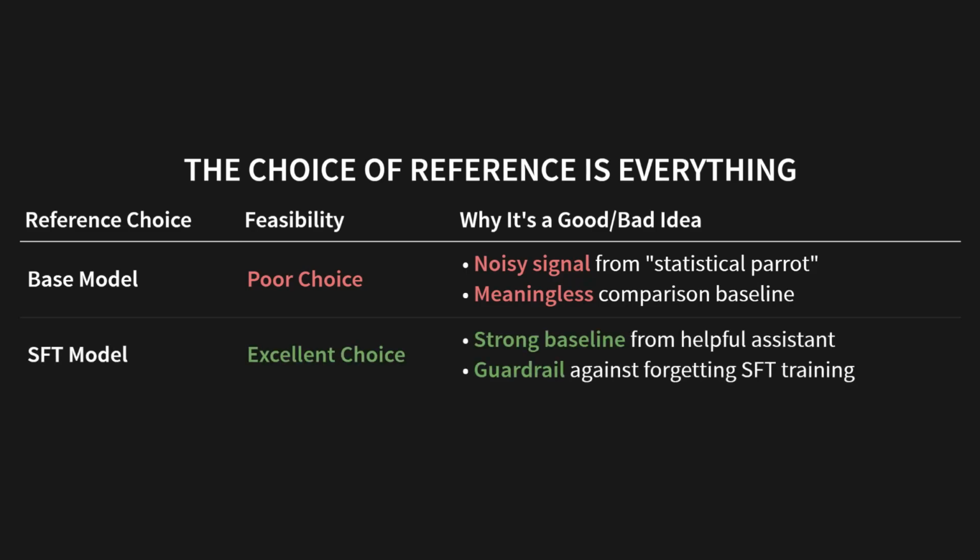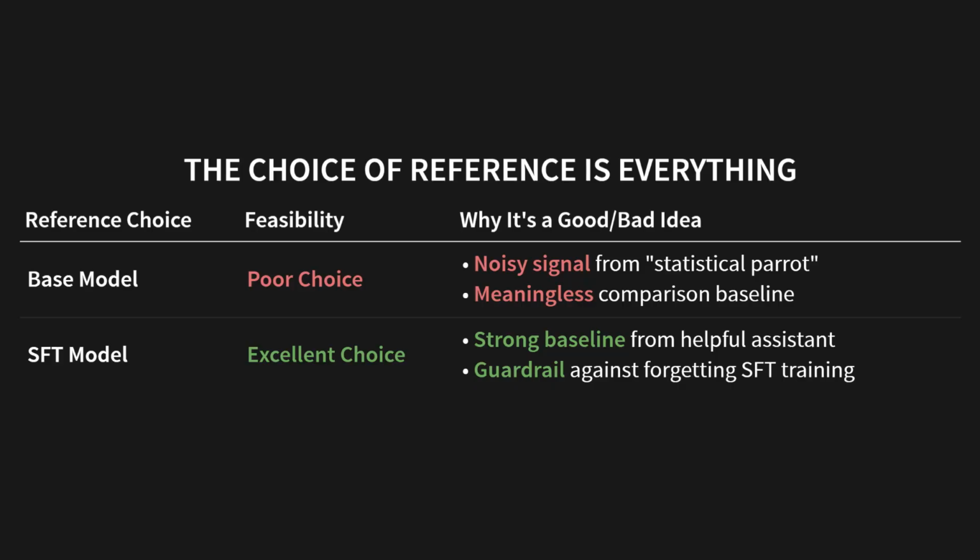Now, look at the SFT model. This is an excellent choice. It provides a strong baseline because it's already a helpful assistant, and crucially, it acts as a guardrail, preventing our model from forgetting all its important SFT training in the hunt for preference scores.